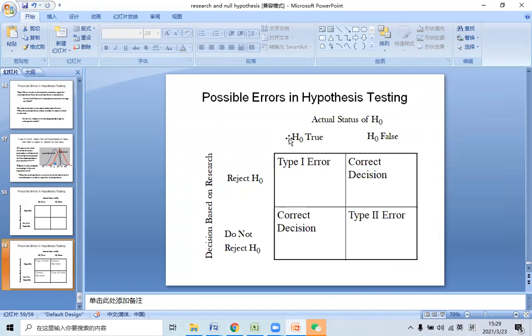If there's a big difference between the null hypothesis and the truth, you are more likely to reject the null hypothesis. The bigger the difference, the more likely you reject the null hypothesis. So if you are rejecting the null hypothesis, that means you're more likely to make a type 1 error.